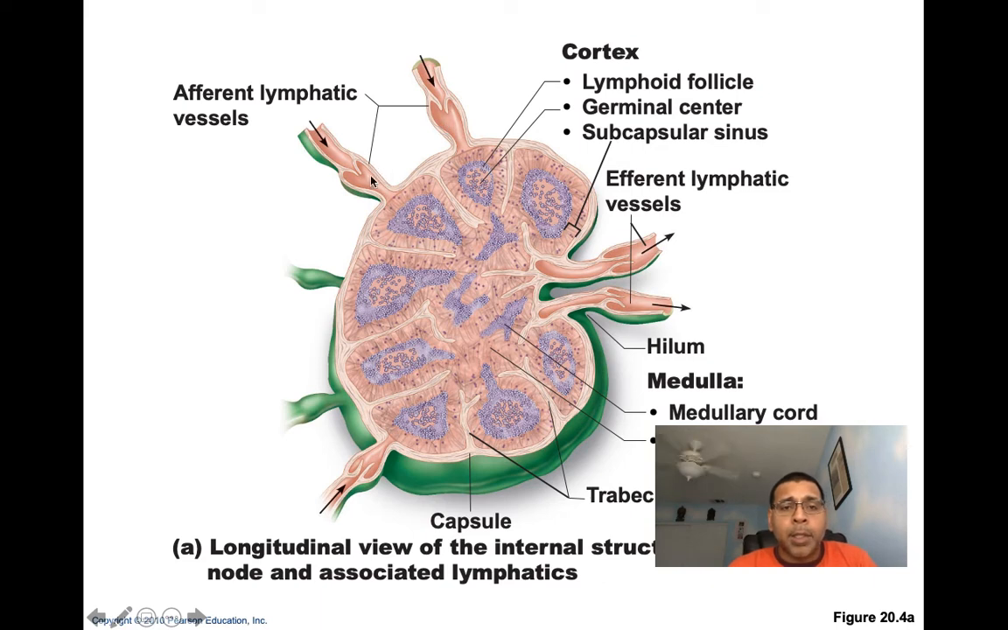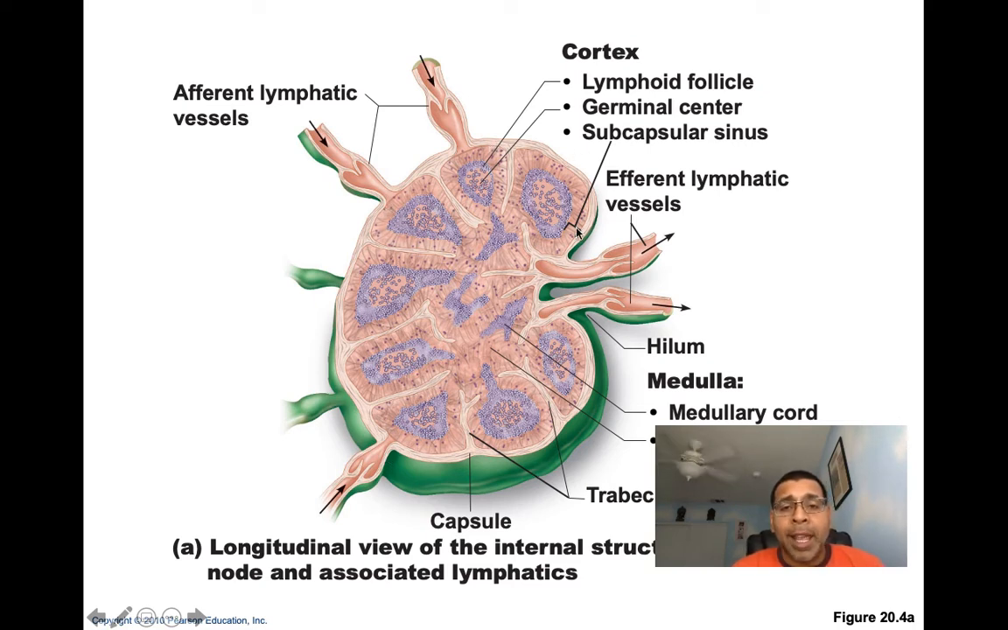So when you talk about the circulation in and out of the lymph node, you can appreciate here first the afferent lymphatic vessels. These afferent lymphatic vessels provide an entrance for lymph into the lymph node, and they're found along the convex side.